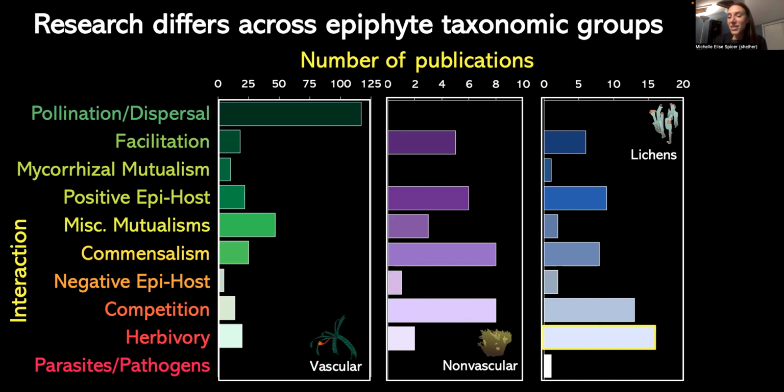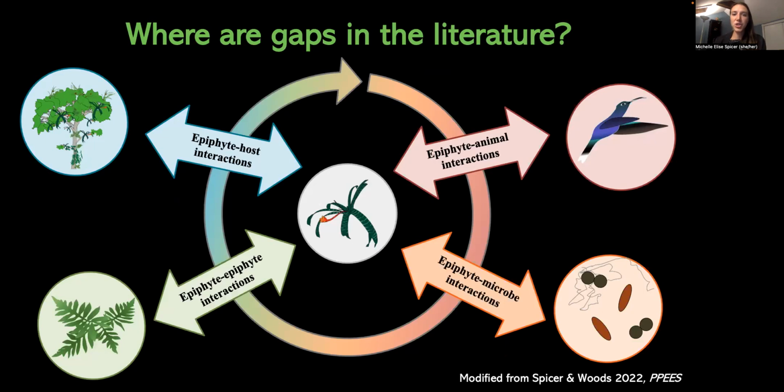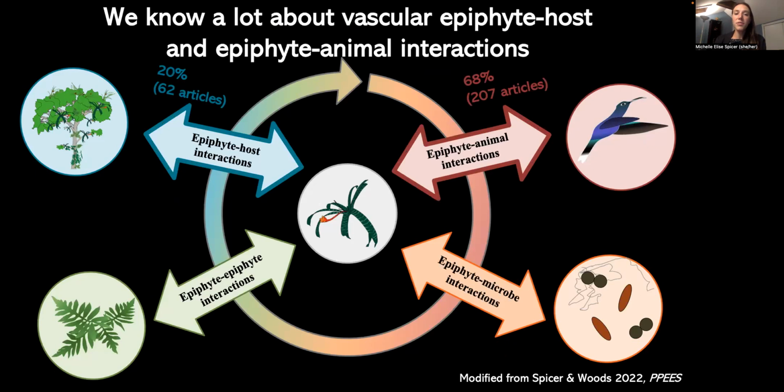So this is kind of an interesting result that hopefully we'll dig into in the future. And just to summarize what those gaps were that we found, for one, the majority of what we know is about epiphyte host and epiphyte animal interactions. I didn't really talk too much about epiphyte host interactions. There was a great review paper a few years ago specifically about vascular epiphyte host interactions. And then we also had a lot of those pollination articles, which are driving the animal interaction one.